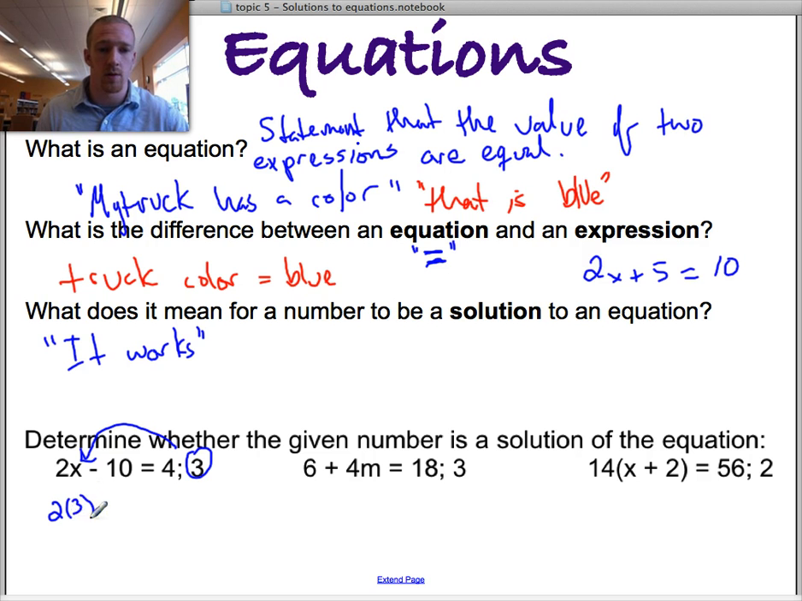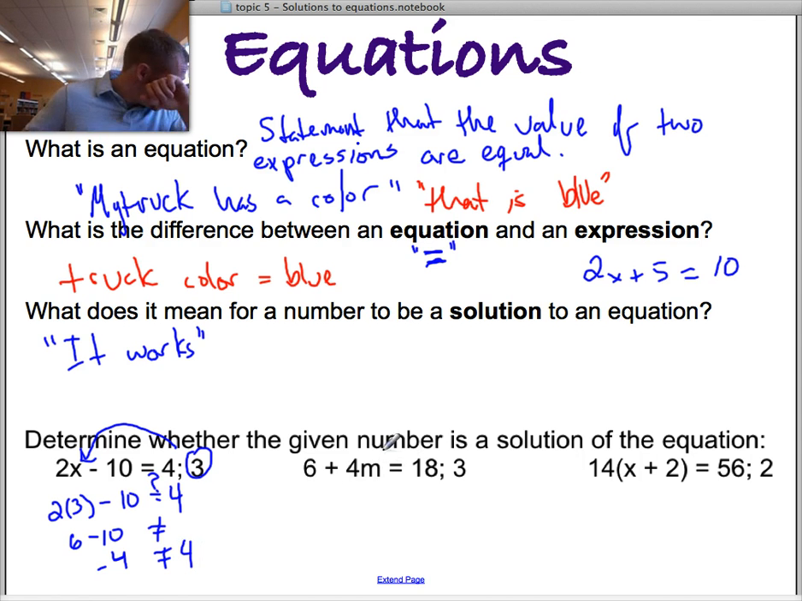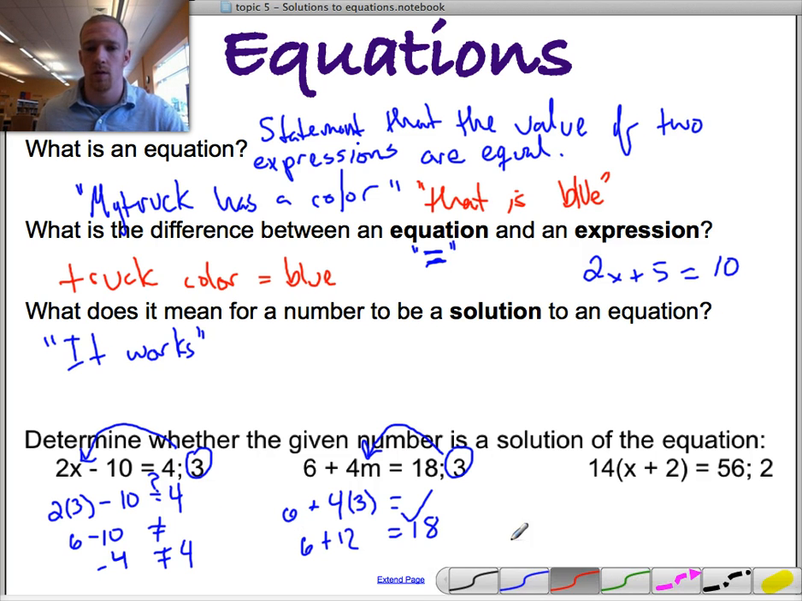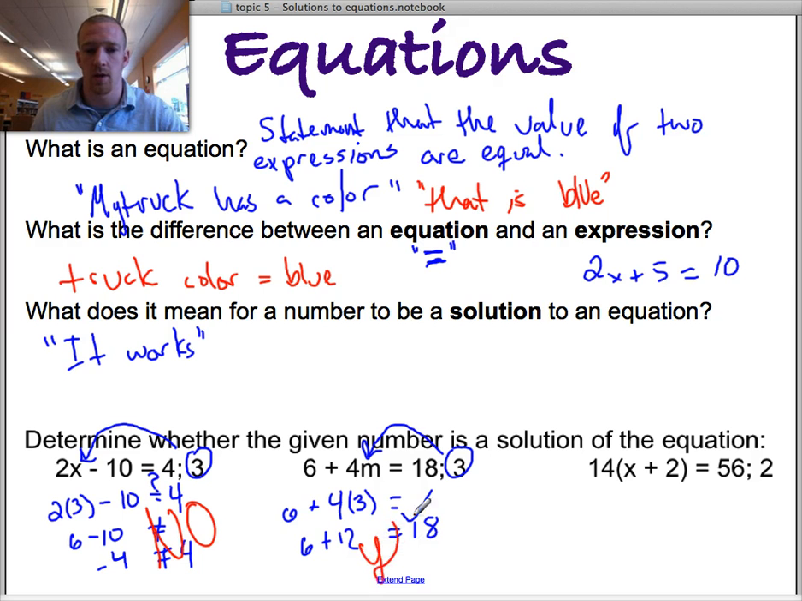So 2 times 3 minus 10 equals 4. Is that true? I like to put a little question mark over it if I'm wondering whether it's true, if I'm testing something. So that's 6 minus 10, which is negative 4. That does not equal 4. Pardon me. Let's plug in the 3. We have 6 plus 4 times 3, and that equals 6 plus 12, and that equals 18. That works, so that is. So for the first one, this would be a no. This would be a yes.